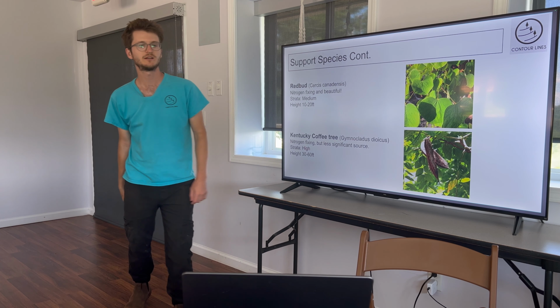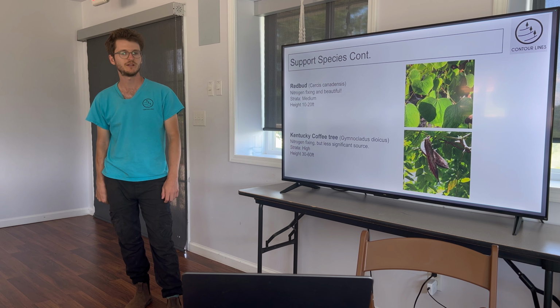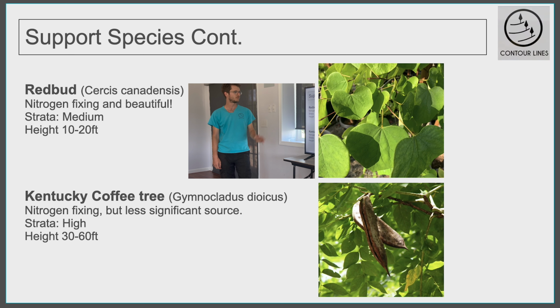And redbud and Kentucky coffee, which we just planted out there. It shows the strata too, which they take up and how high they get. And redbuds are just beautiful. I don't know how much nitrogen Kentucky coffee tree fixes, if it's significant. I may have heard something, but don't take my word for it. I've just heard that it's not as significant a source as black locust.